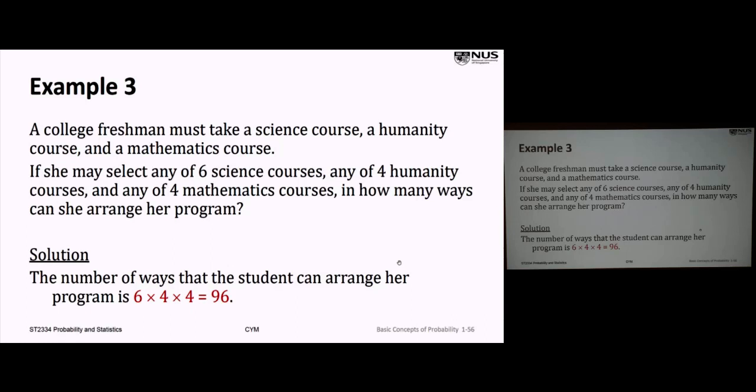So again, here the operation is the choice. It doesn't matter which way you do it in this scenario, so I can do humanities first, then math, and then science. If I start with science, I have 6 possible outcomes. Then if I do humanities, I have 4 possible outcomes. And then if I do math, I have 4 possible outcomes. So the answer is 6 times 4 times 4. It happens to be 96.